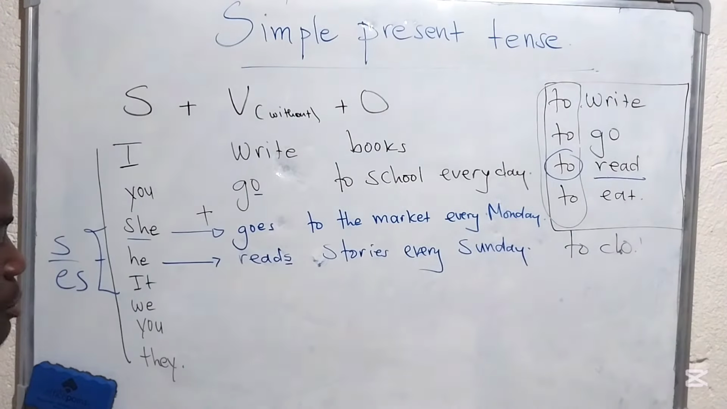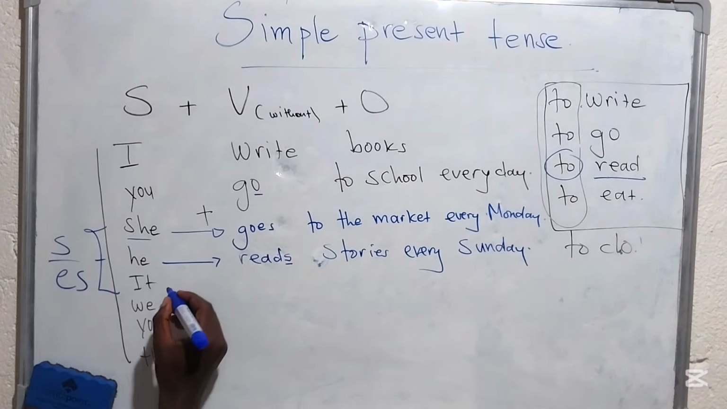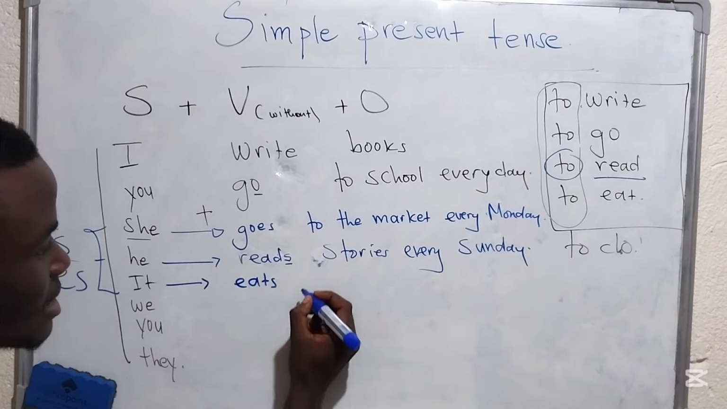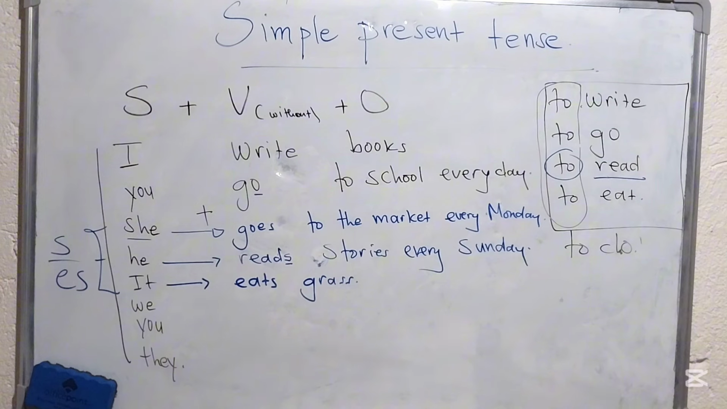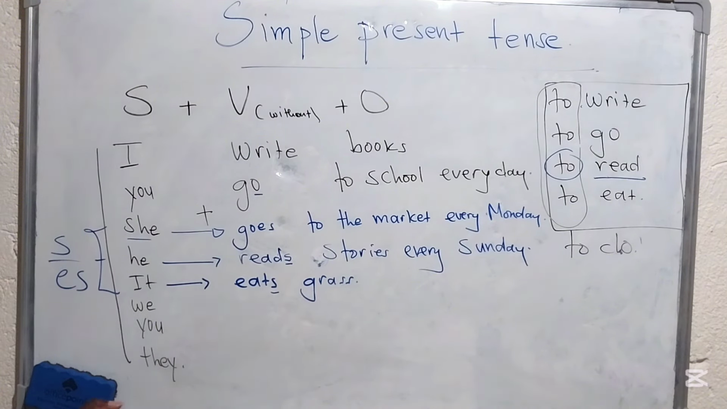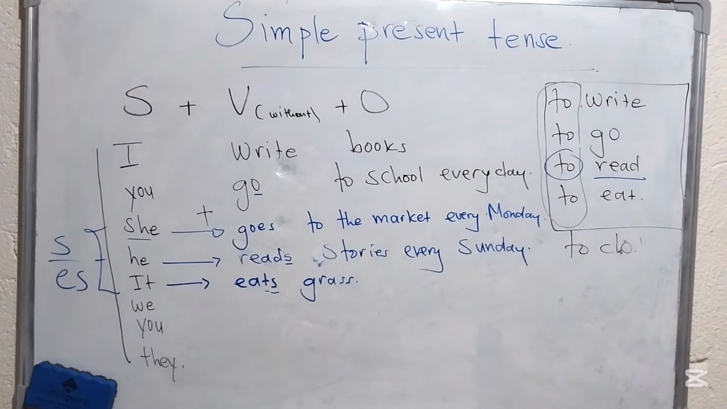Hanyuma dukomeze. Eat kora ku kintu cyangwa inyamaswa. Reka tuvuge it eats grasses. Irya ibyatsi. Iriya nyamaswa irya ibyatsi. So we add s kuri it kuko babwirwa n'ingombajwi. Please reka tunotinga ku kantu iryo tegeko somewhere.